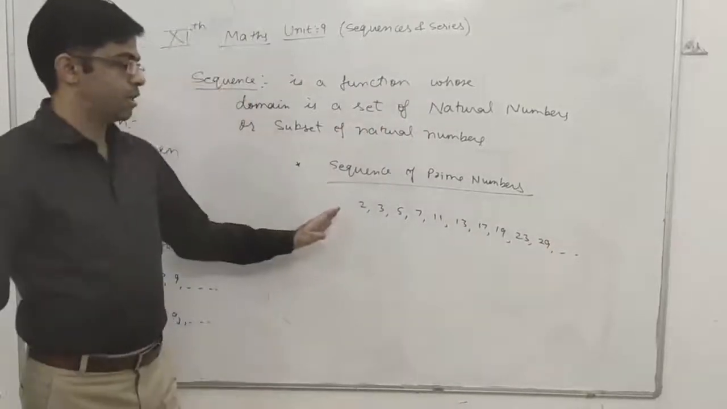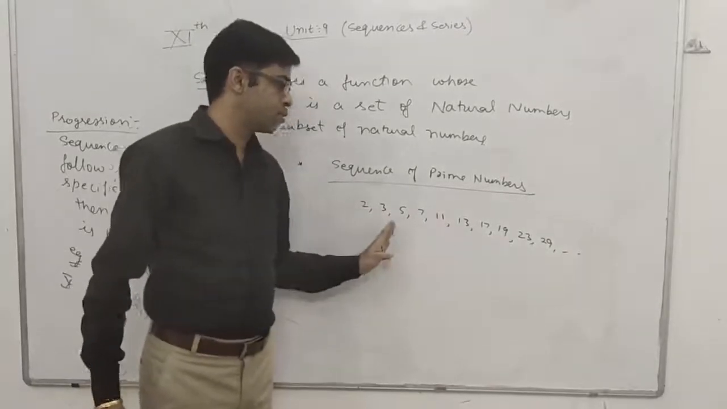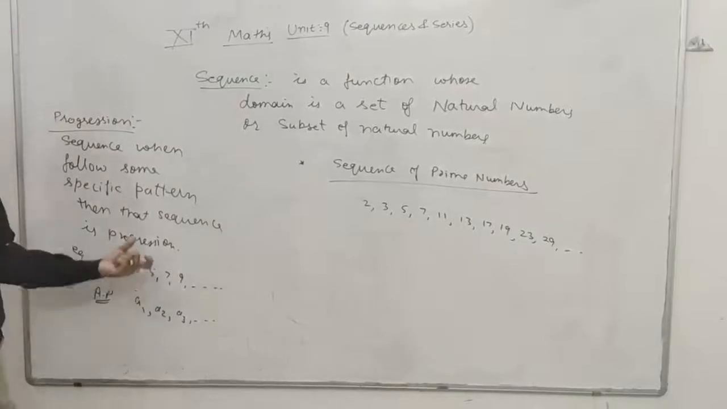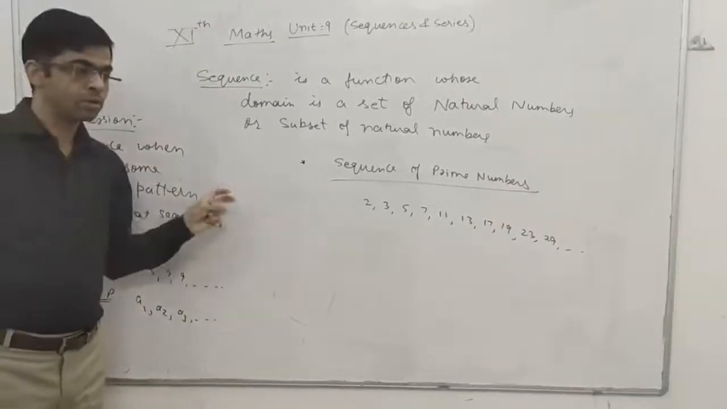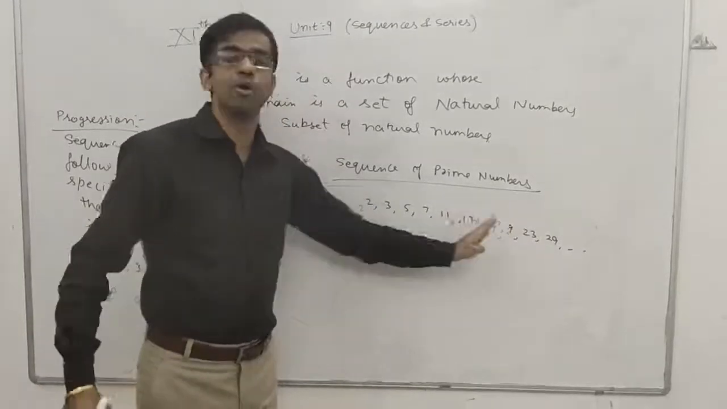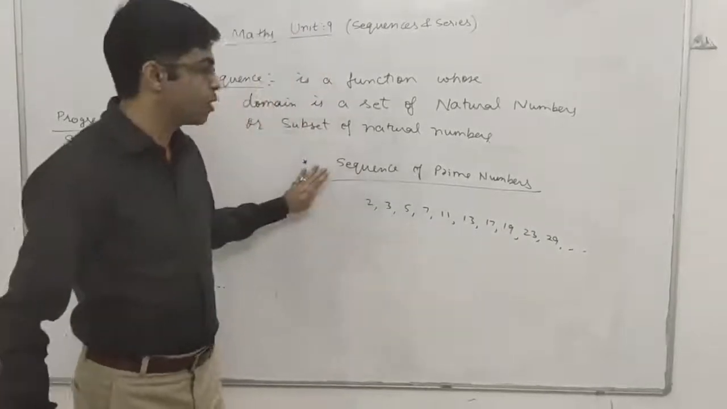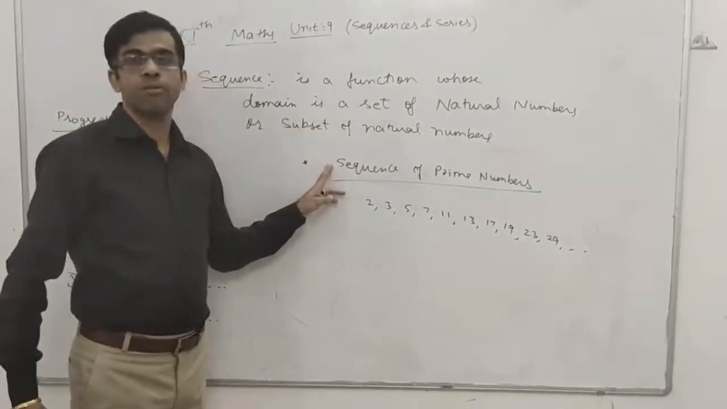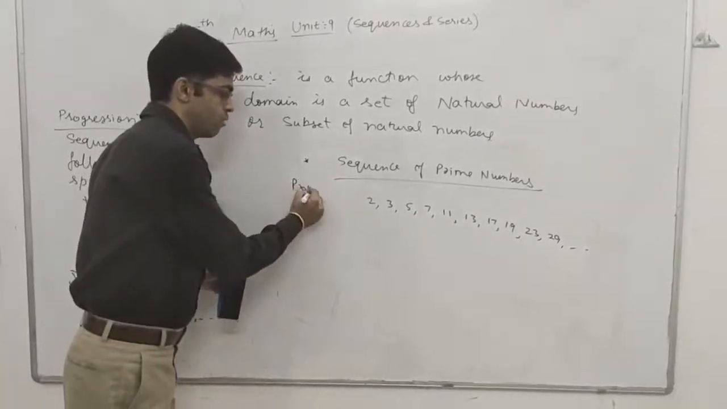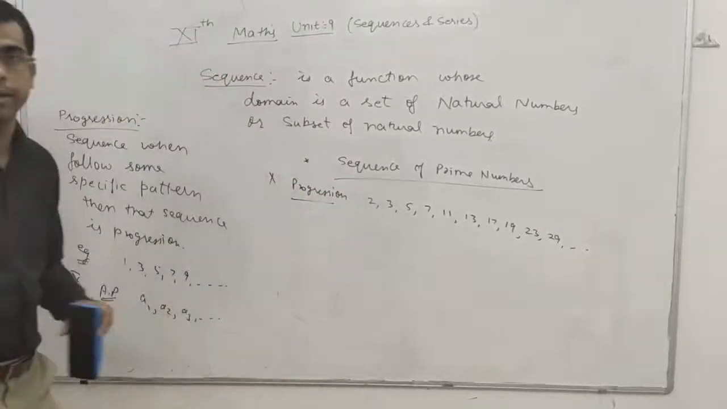This is a sequence, but it does not form a progression because there is no specific pattern in this, so that we can find any general term or nth formula. The meaning of progression is that throughout each and every term there is a common rule होना चाहिए, but here there is no common rule. So the sequence of prime numbers does not form a progression, ये progression नहीं माना जाता.